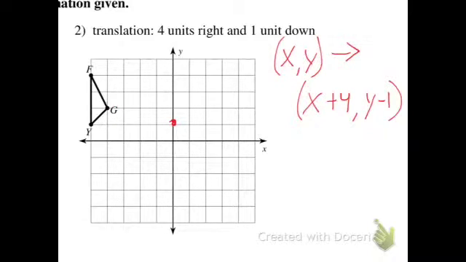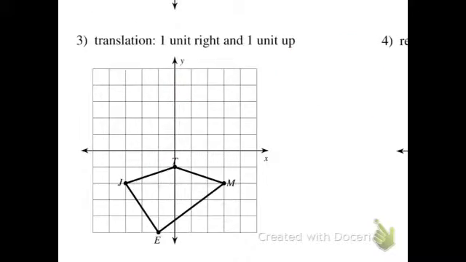G is going to be right there, so G prime. F prime is going to be there, and Y is going to be right there, so Y prime. You got your lovely translation there, and we got the function, so that one's done.